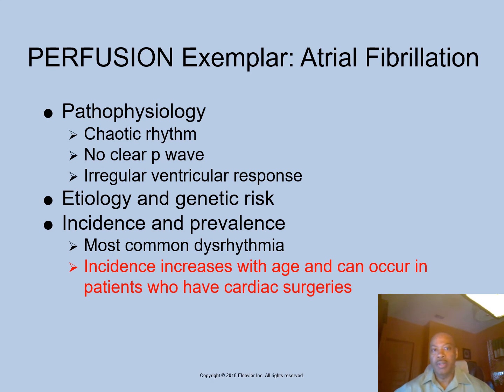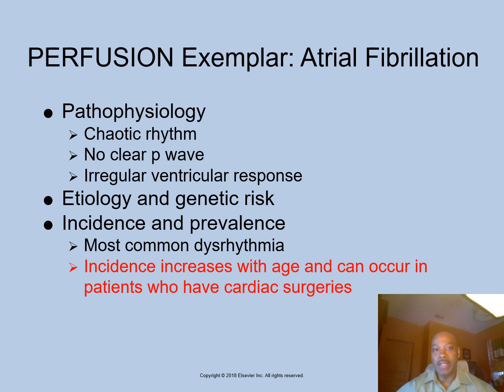Now, the fast heart rate does result in these chaotic rhythms that you see without clear P waves. There's no atrial contraction, and these patients lose what we call the atrial kick because the atria is not squeezing like it should. Then you're losing like 30% of the cardiac output, which could be pretty significant in people who already have a poor cardiac output or a poor ejection fraction.